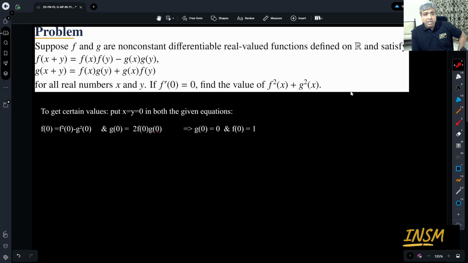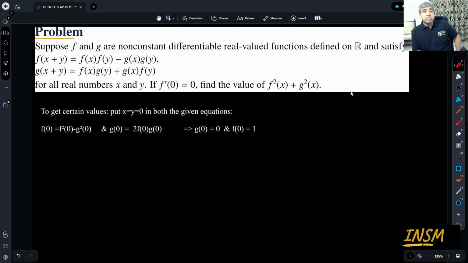Based on this, either f0 is going to be 1 by 2 from the second equation, or g0 is going to be 0. If you put g0 as 1 by 2, f0 will come out to be 1 by 2, which is not going to satisfy the other equation. So we'll have to put g0 as 0, and putting that in, we get f0 as 1. So we get the values of f and g both at 0.